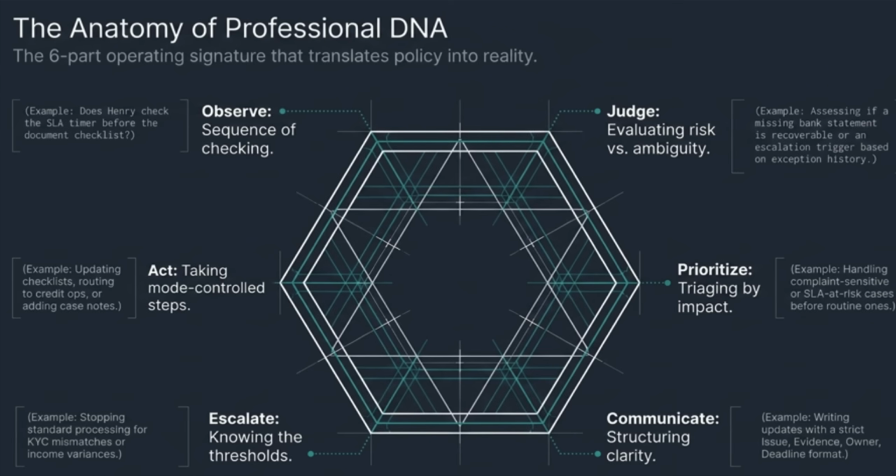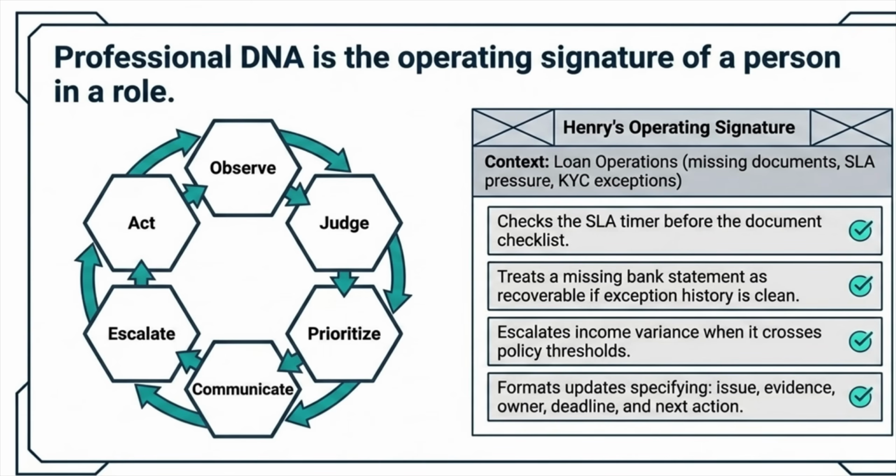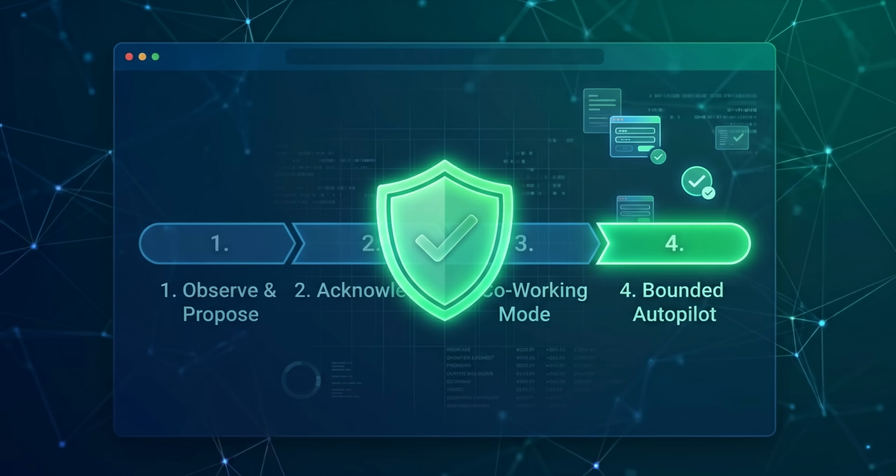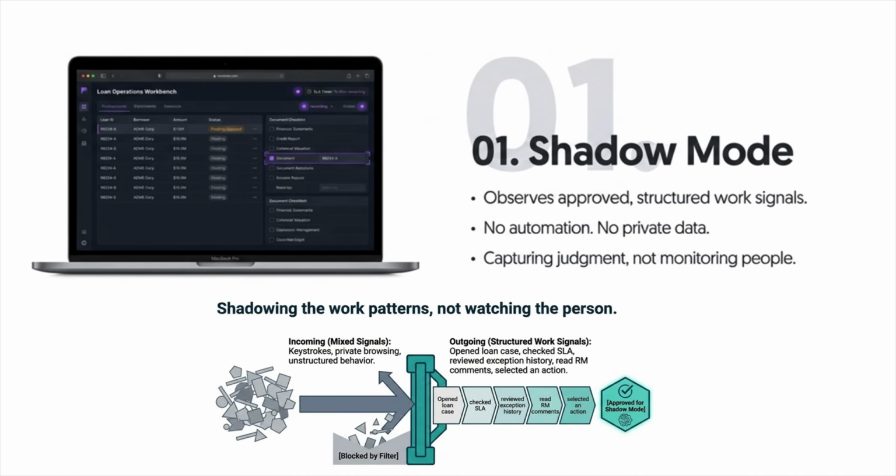That makes the idea much clearer, but it also raises a sensitive question. How do we stop this from becoming employee surveillance? That is the first serious design question. A digital replica should not silently monitor a person. It should begin with a transparent mode called shadow mode. In shadow mode, the system observes only approved work signals. It does not take action. It does not automate. It does not convert every observation into truth.